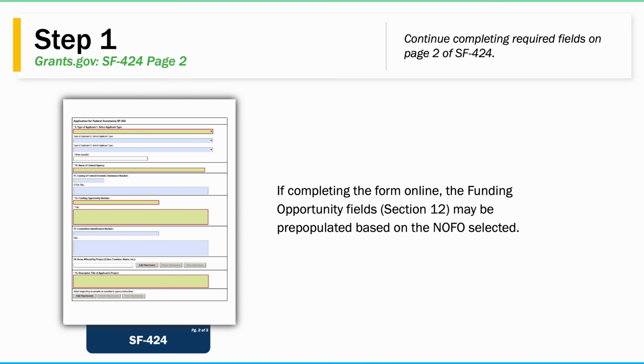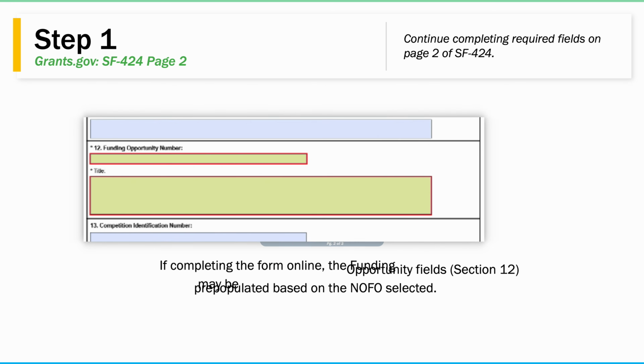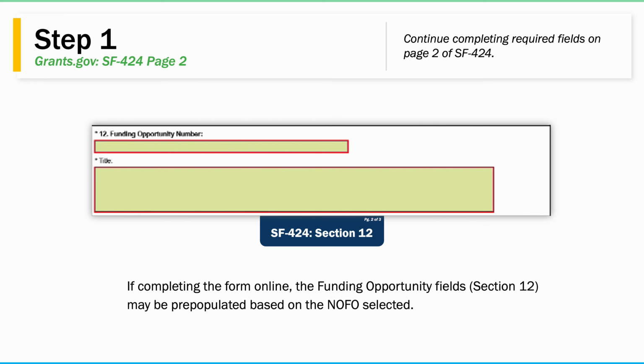Let's move on to page 2 of the SF-424 and continue filling out the required fields. If you are completing the form online, you might notice that the funding opportunity fields in Section 12 are already pre-filled based on the NOFO you selected.